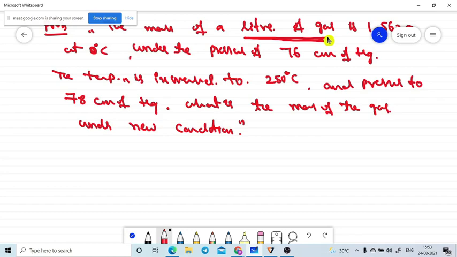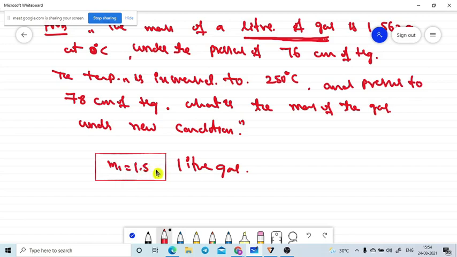One more time. They are telling us that 1 liter of gas is there. So for 1 liter of gas, what is the mass? M1 is equal to 1.562 grams. What is the pressure? P1 is equal to 76 centimeter of Hg.